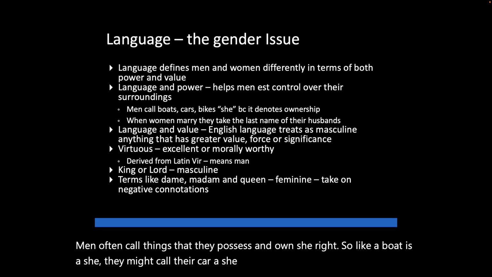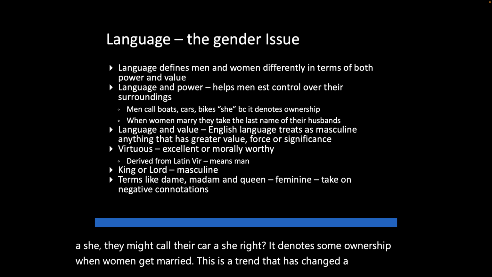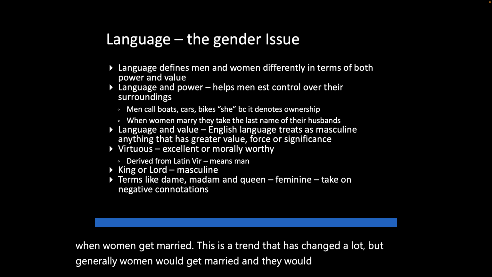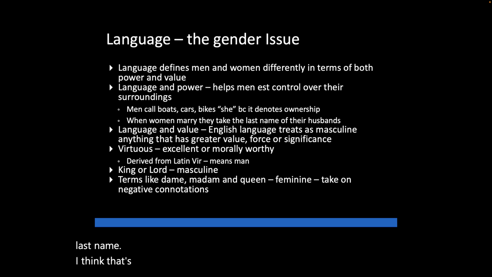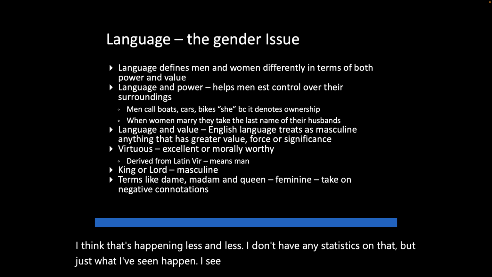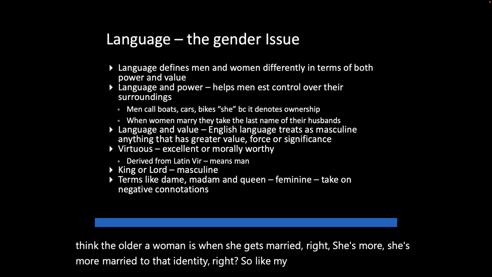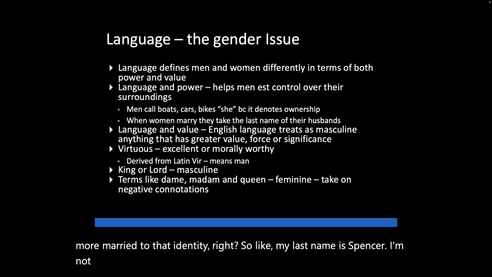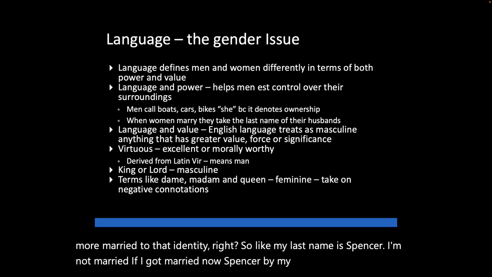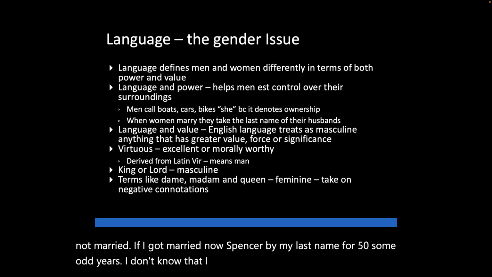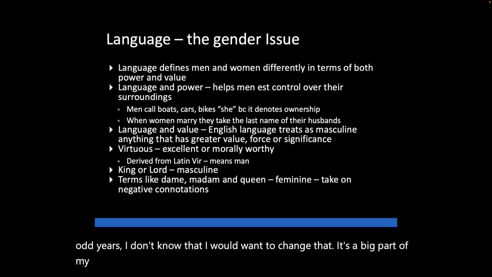It denotes some ownership. When women get married, this is a trend that has changed a lot, but generally women would get married and they would take their husband's last name. I think that's happening less and less. I don't have any statistics on that, but just what I've seen, I see fewer and fewer people doing that. Also, I think the older a woman is when she gets married, the more married she is to that identity. So like my last name is Spencer. I'm not married. If I got married now, Spencer's been my last name for 50 some odd years. I don't know that I would want to change that. It's a big part of my identity.